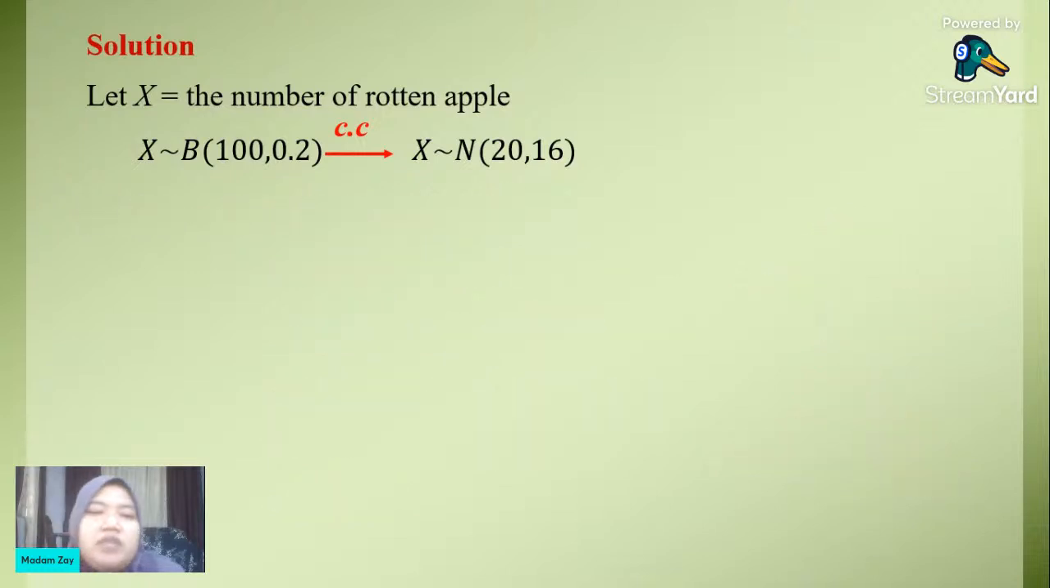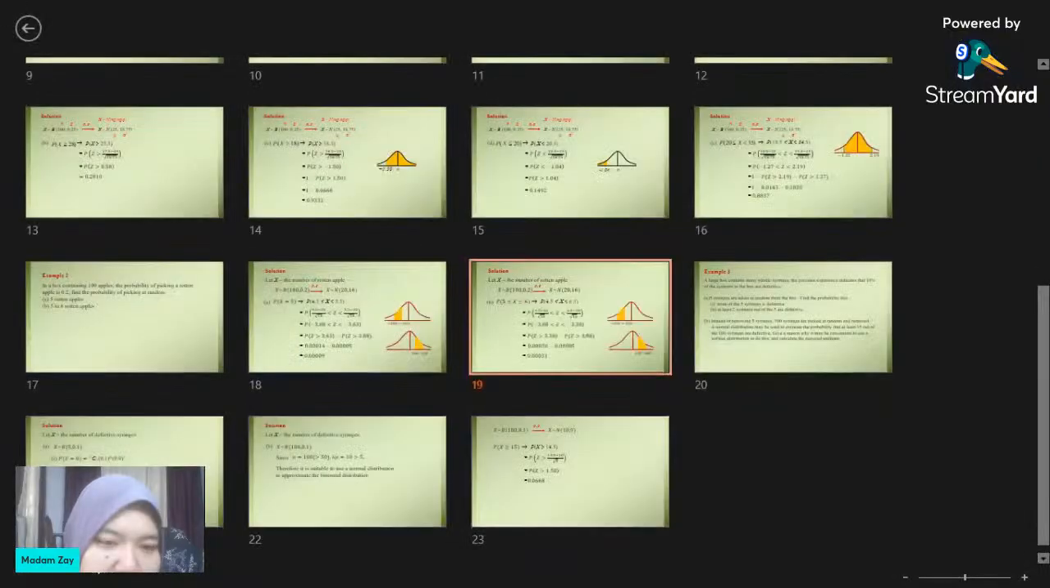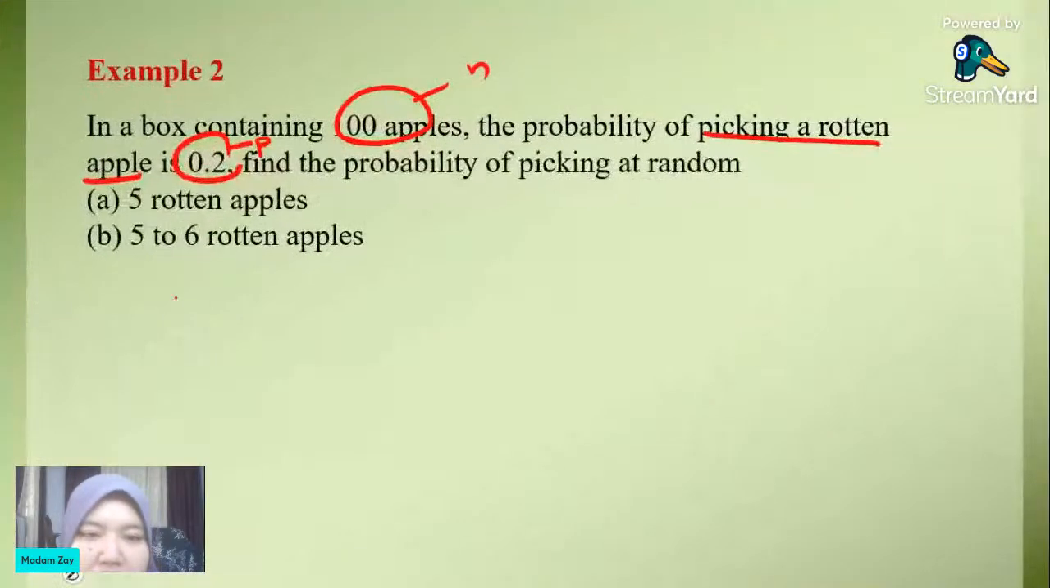Okay, so for question B, probability of x is from 5 to 6. So we interpret it from 5 to 6. Let's check the question again. Find the probability of picking at random 5 to 6 rotten apples. So both are included, right?